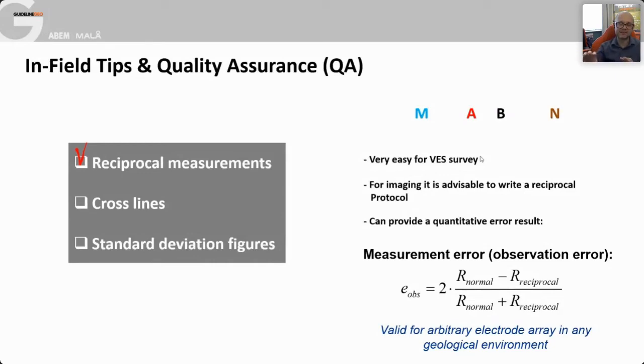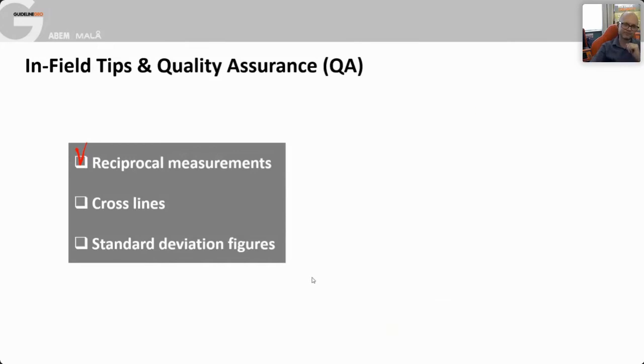This is very easy if you're doing a VES survey, because you can just unplug the connectors on the end of the instrument, plug them back in, repeat the measurement. If you're doing ERT, then you would normally write a second protocol, and it doesn't need to be a complete protocol. It can just be a sample of data points around the profile to act as a comparison. And we can actually then give some kind of quantitative estimate of how closely our survey area is fitting with the assumptions that we make in the model.